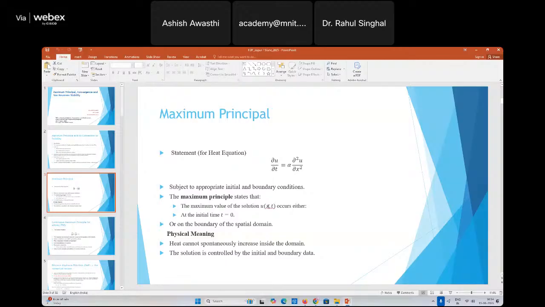So it is written that at the initial time, suppose t equal to 0, though it need not be t equal to 0. If you take some other initial time, it is absolutely fine. At the initial time or at the boundary of the domain, and the boundary will be in x. So it will always be within the boundaries, not going beyond them.